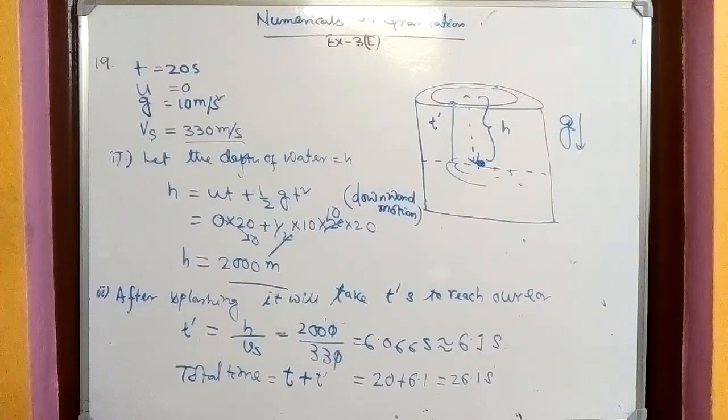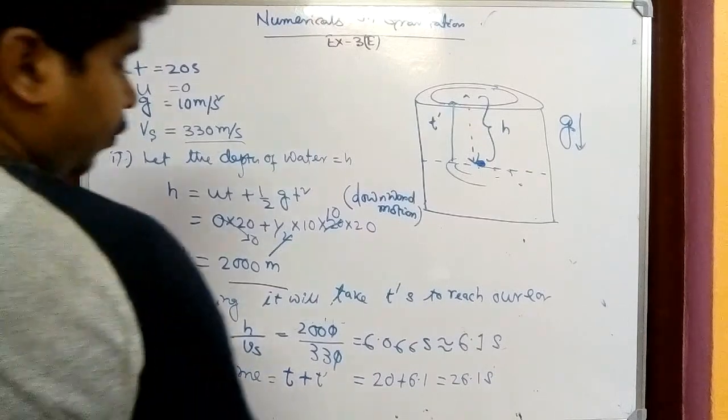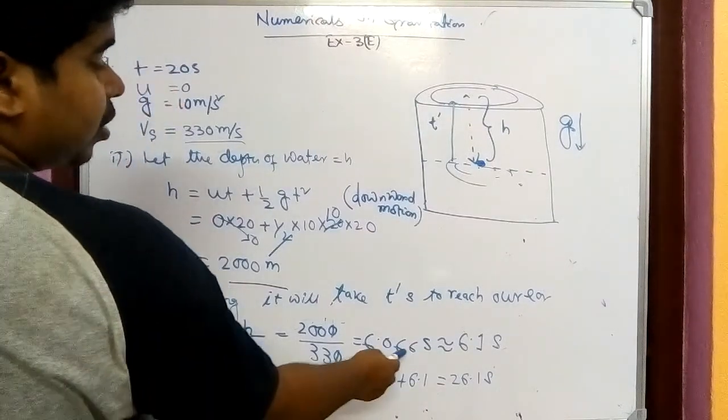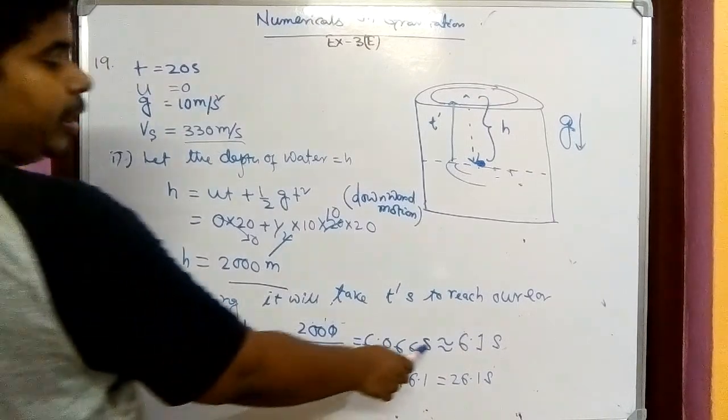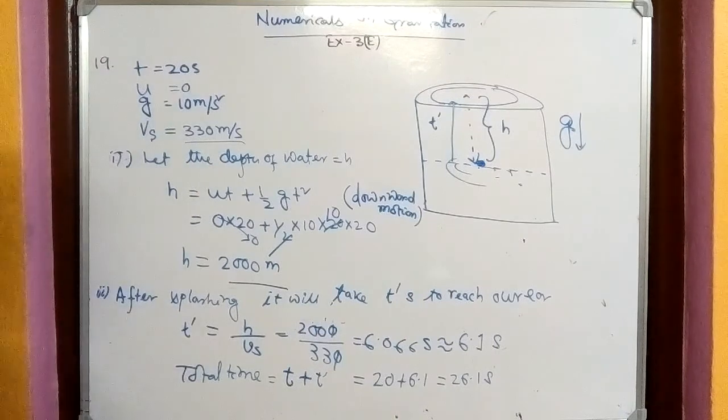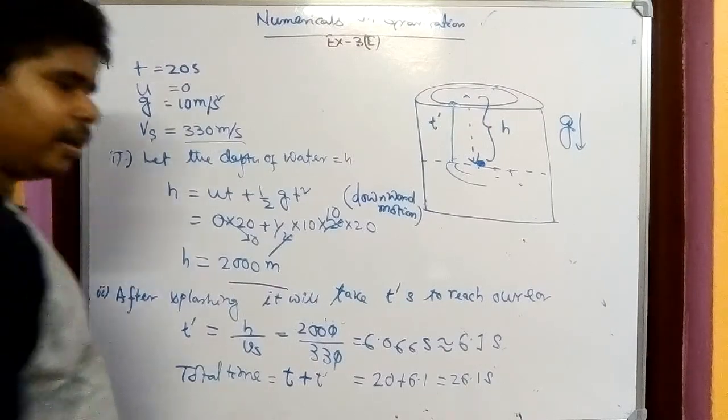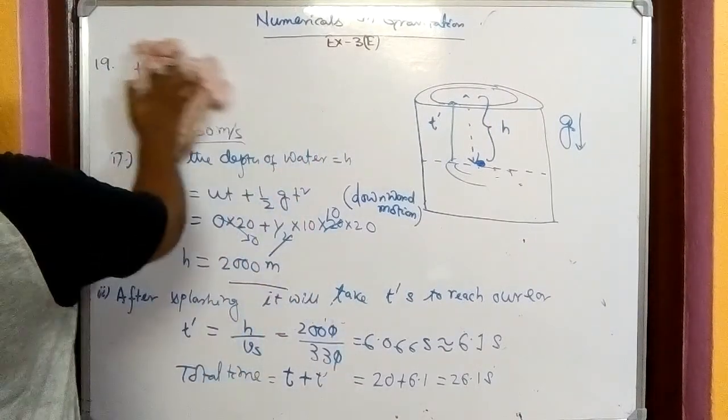Okay, instead of 26.1, if you write 26.066 seconds, then also it is a correct answer. So to just compare with your book, I have taken an average. Simple thing. So that is numerical number 19. If you do not understand, then again rewind the video and see it. I think you can get it. So it is a very easy numerical.